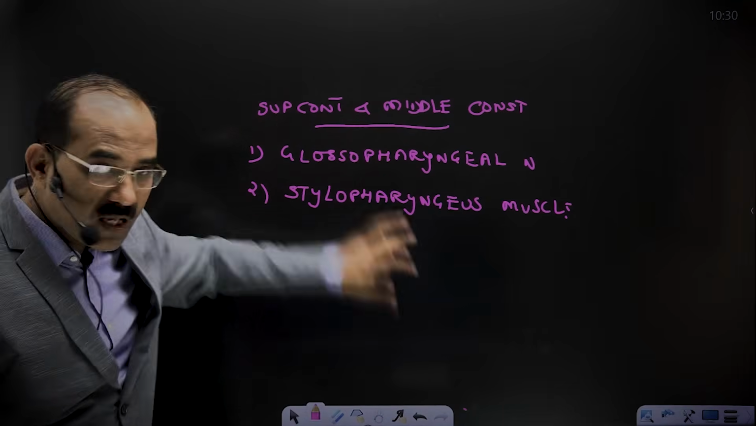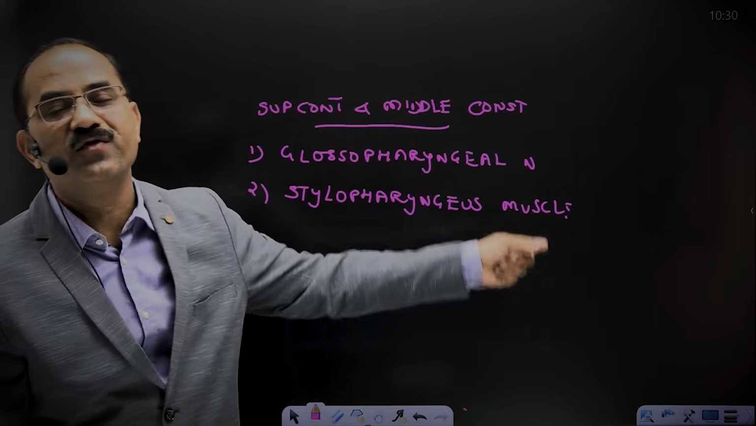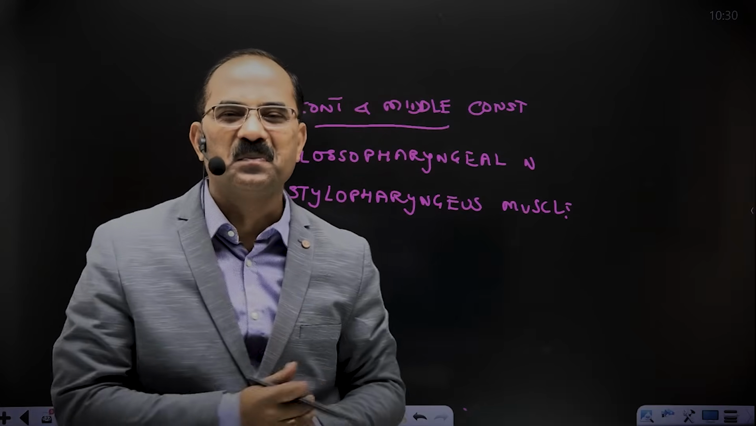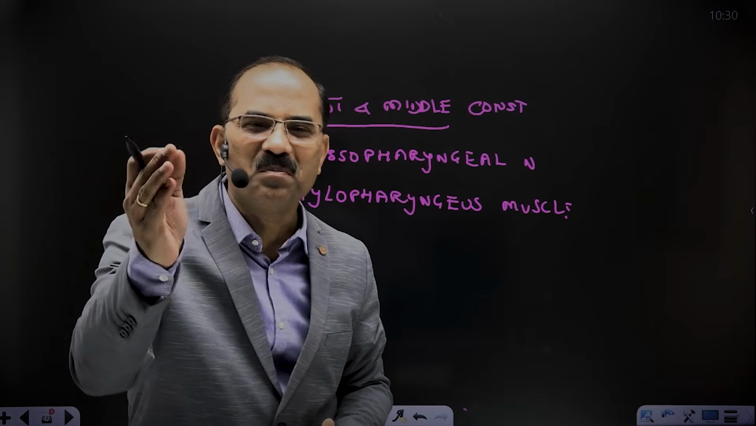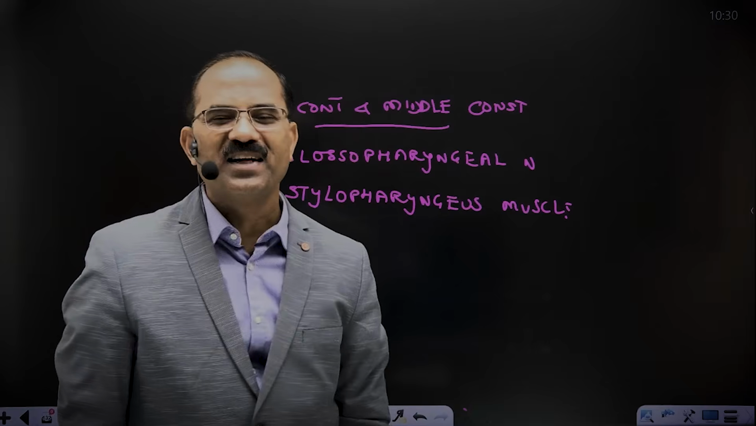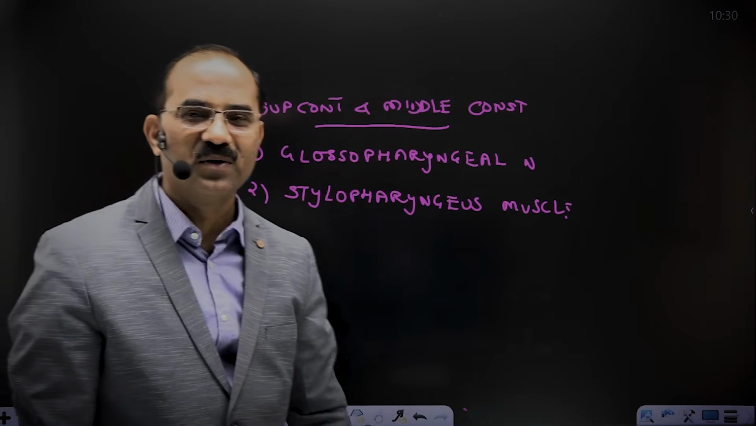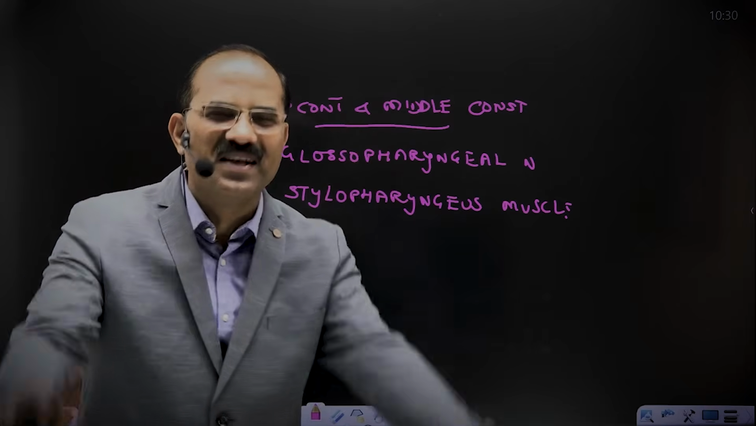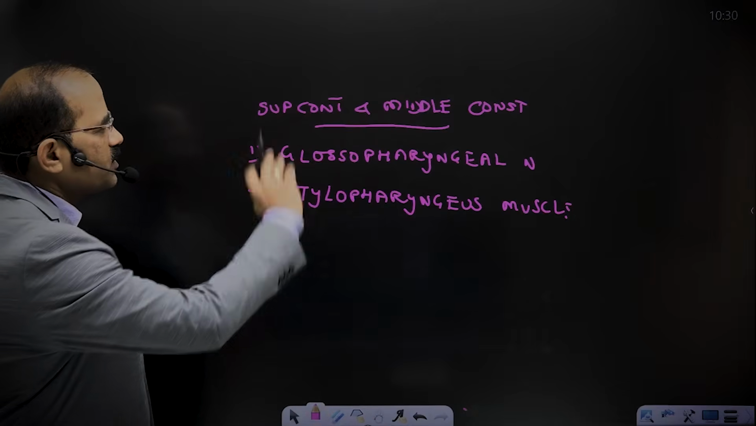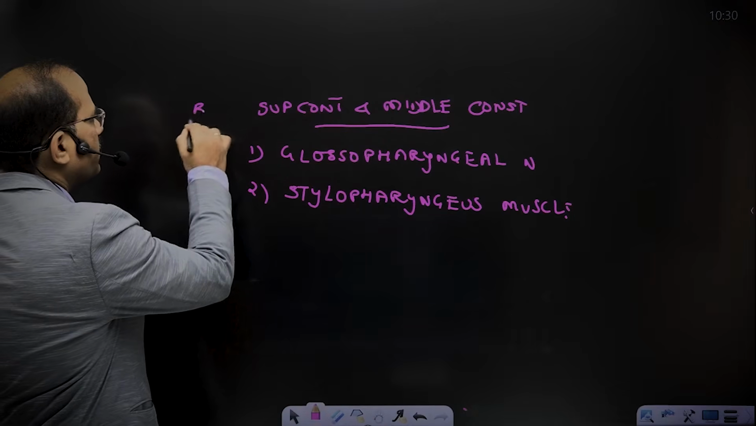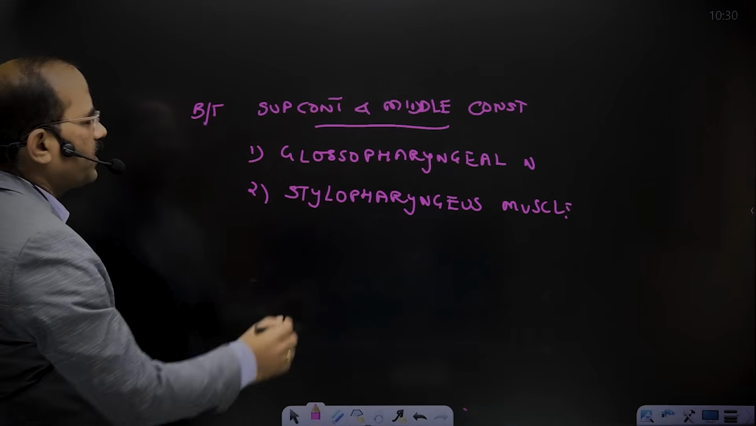And what is the name of the nucleus of glossopharyngeal nerve to supply the stylopharyngeus muscle? The nucleus ambiguus. Wow, superb. That's nucleus ambiguus. Excellent. Very good. You're very well versed now. Good. That's the nucleus ambiguus, right? So those are the structures passing between the superior and middle constrictor.